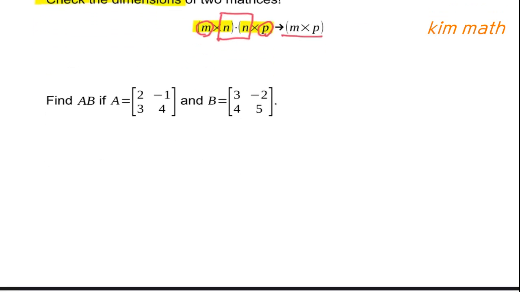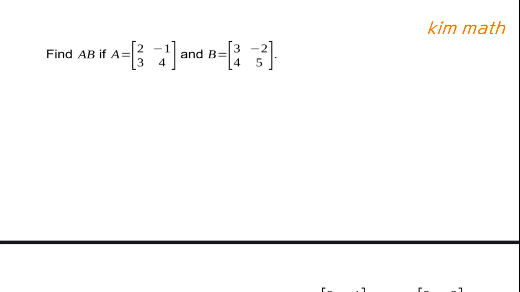Okay, we will practice some questions. Find AB if A is here, B is here. So let me copy one more time. If you choose first row, first column, now our mission is to find A times B. We will do some mental math. 2 times 3 plus negative 1 times 4 is 2.